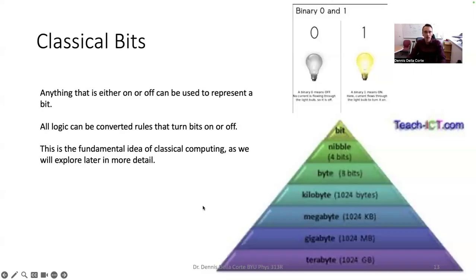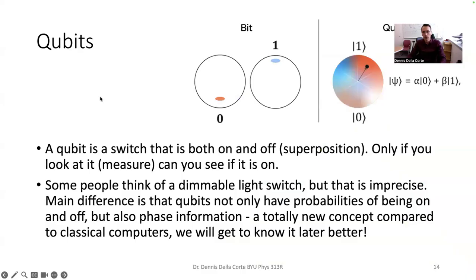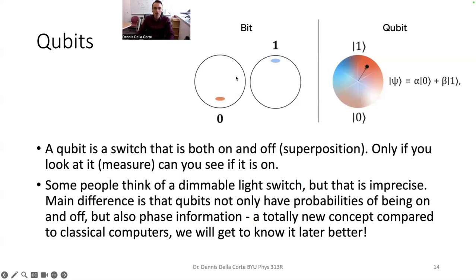Okay, great. So let's talk now about qubits, the smallest unit in quantum computing. So a qubit is powerful because it is not only in an on or off state, but it can also be in any in-between state, which we call a superposition.